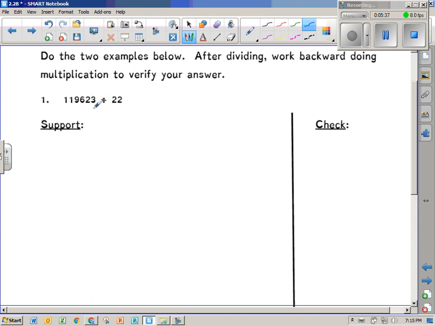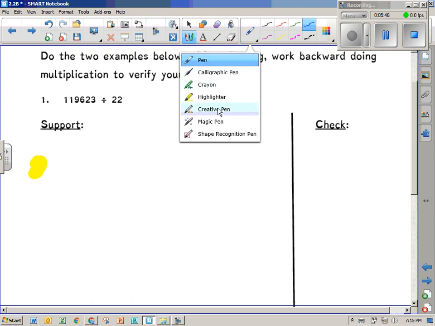All right, so let's do this long division problem here. I would urge you not to write, oops, got to switch back to the pen. Sorry about that.